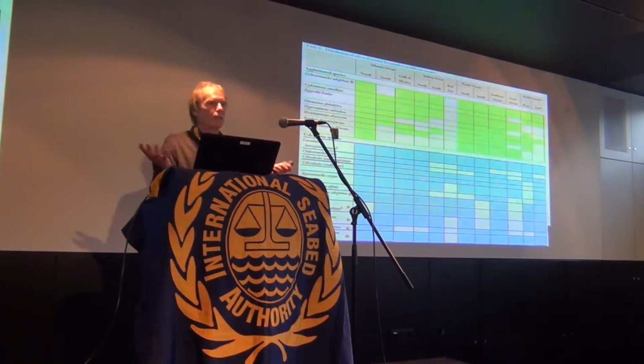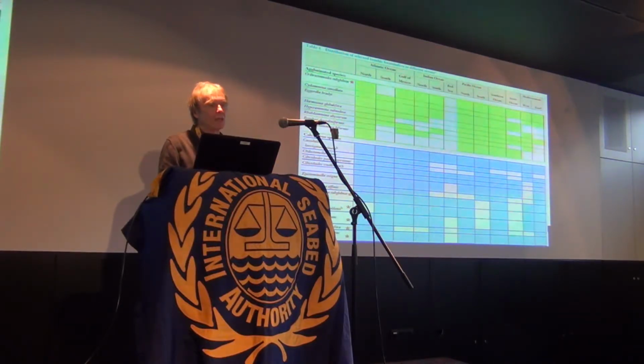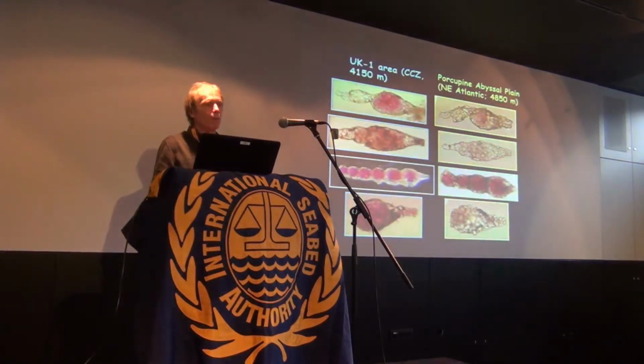So, the message here is that these species really occur everywhere. They're found in all oceans, and even some of them occur in the Red Sea, which is a very poorly studied area. So the idea has grown up that many deep sea species are cosmopolitan, and there's some support for this from our work in the CCZ.